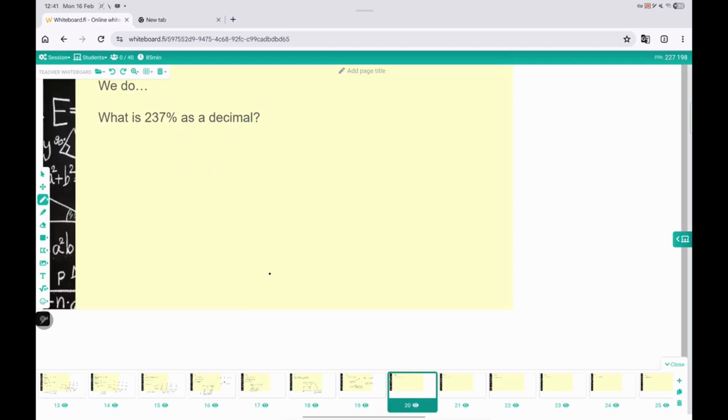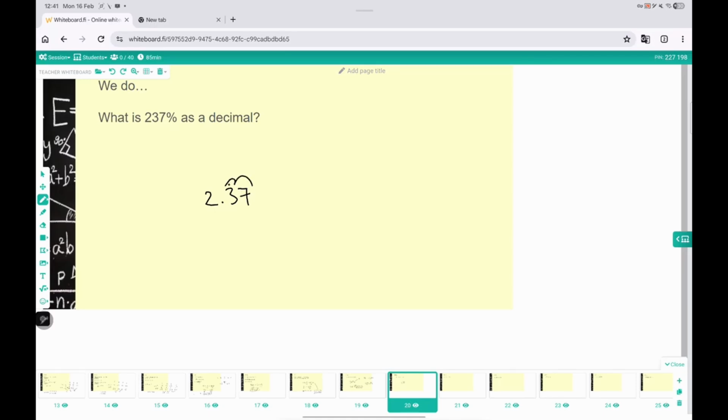Okay, so what's 237% as a decimal? So just check, that is 2.37. Okay, just check you don't think that we just put the point in front of the first number. No, we're moving it twice from the end.